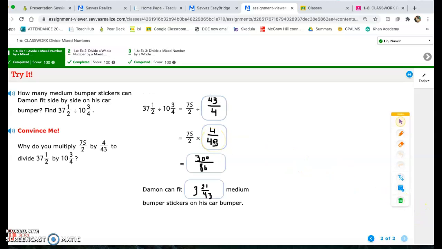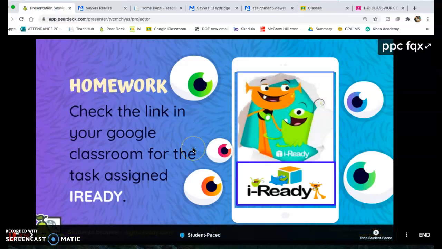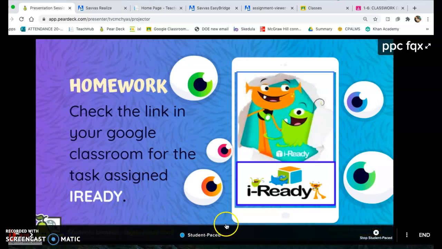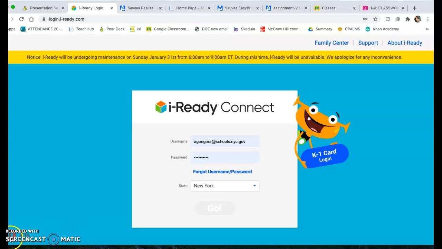So like that. And then I could go back to my presentation and tell them, okay, guys, your homework today is to complete whatever homework you're giving them. All right. So, so far that's all I have done to help me work with SAVVAS and PEARDECK.